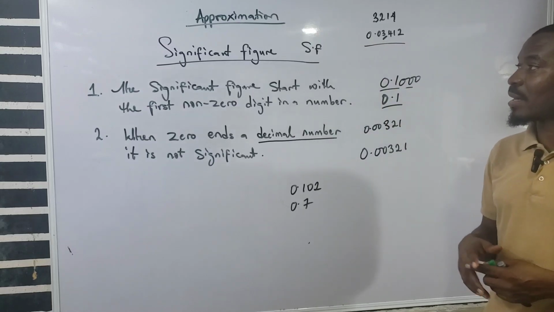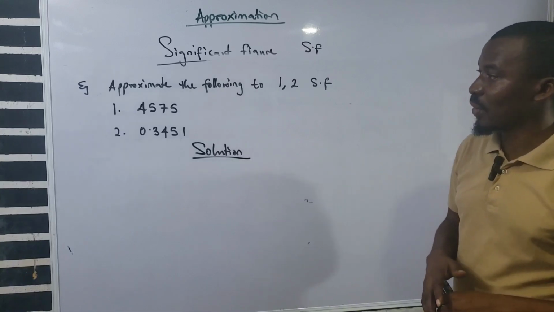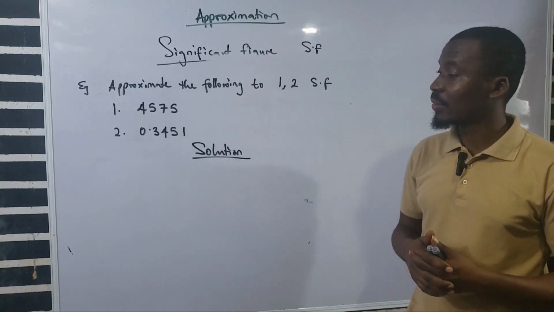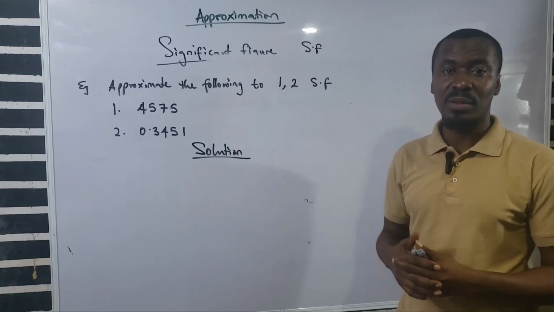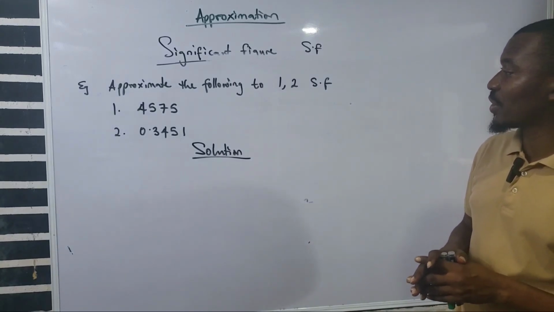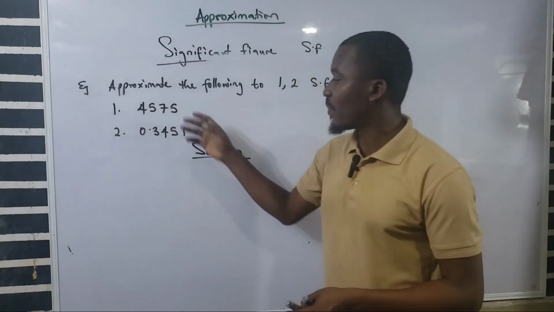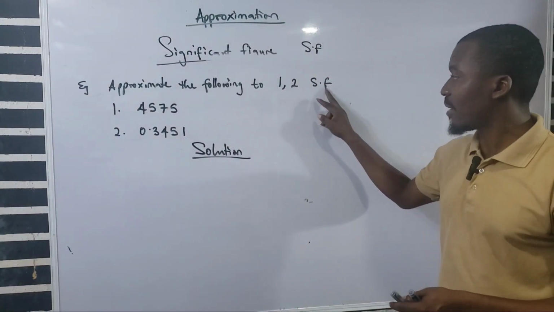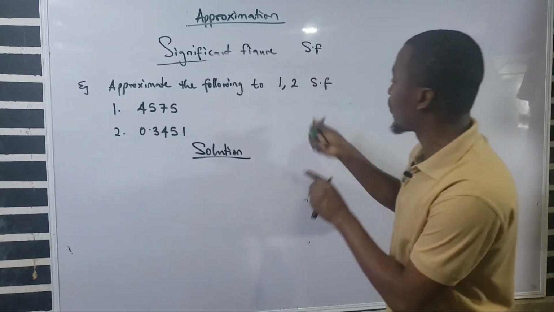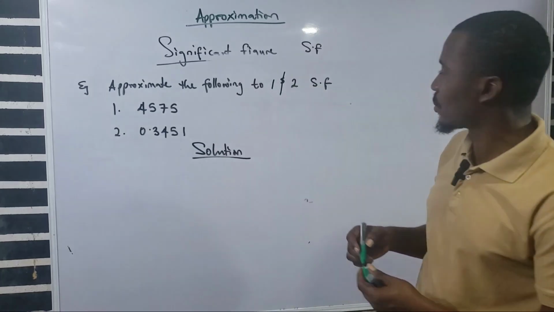Now let's go and approximate some examples to a particular significant figure. So let us look at the following examples. It's going to be a very quick topic, so we'll just solve two questions. Now, we are asked to approximate the following to 1 and 2 SF. So the first number, we're going to approximate to 1 SF and also to 2 SF.